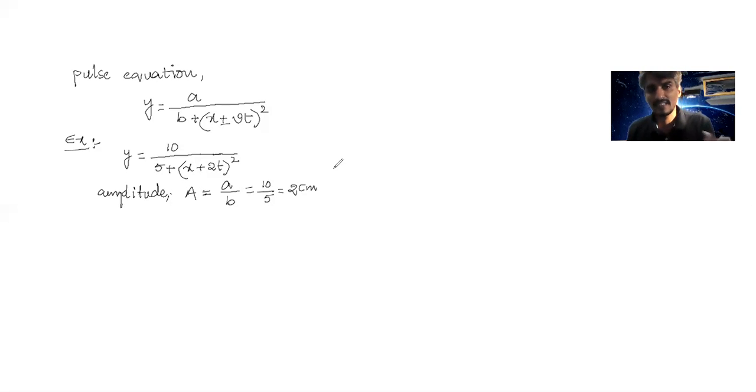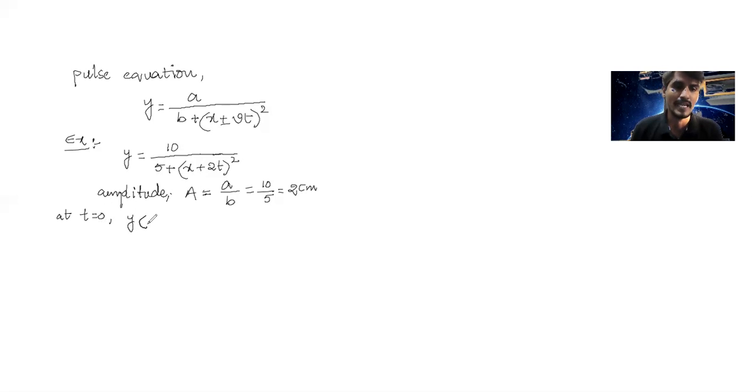And what is the velocity of that pulse? Already it is given that, see, x plus, instead of v we have taken 2 here. But we are taking x plus vt. Now we need to find out in which direction it is going. See, how can we say that? For example, at time t is equal to 0, the pulse is starting from where? What is the initial position of that pulse?